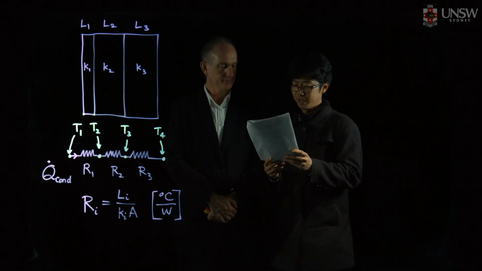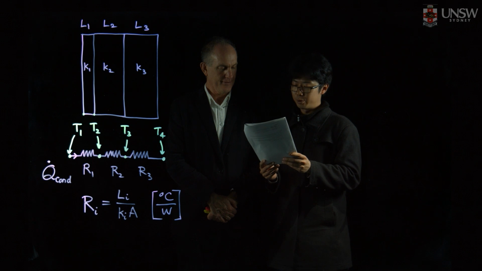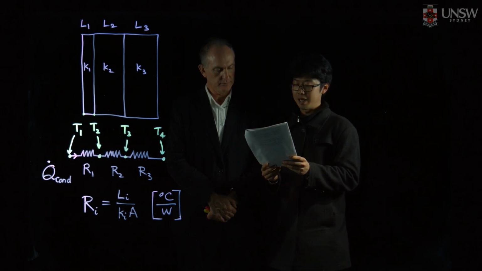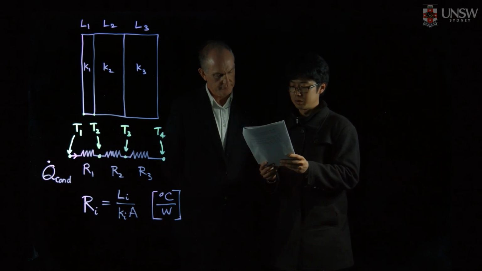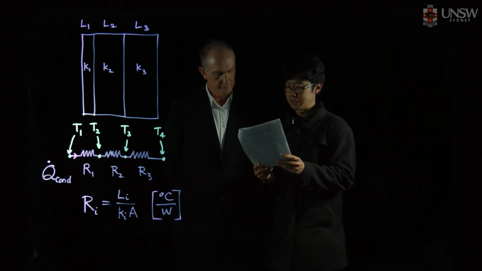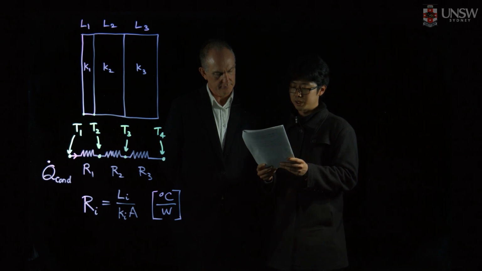That was great. If we have a room with a dimension of 8 meter by 8 meter with a 2 meter height of wall, the wall consists of 13 millimeter of gyprock, 100 millimeter of insulation bat, and 100 millimeter of brick.